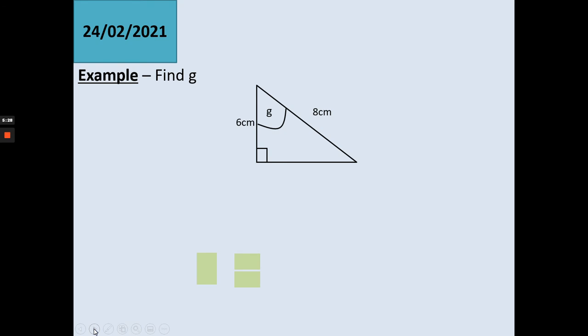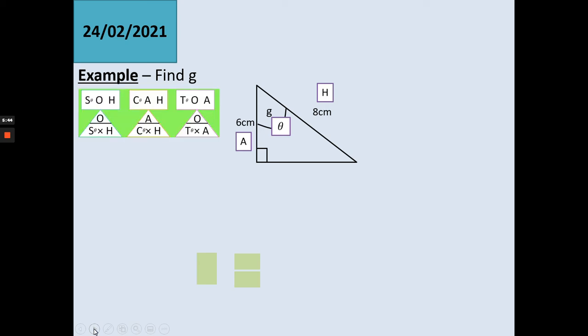So we have got to find g this time, so we're going to label. So we've got our hypotenuse. We have got our adjacent side. Look, it's the one between the angle and the right angle. So we've got the adjacent. So when we write our SOHCAHTOA out, we've got theta, of course, the angle. So we've got adjacent and hypotenuse. So it's going to be the cosine one again.